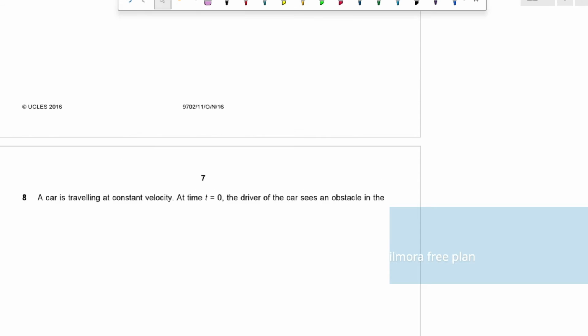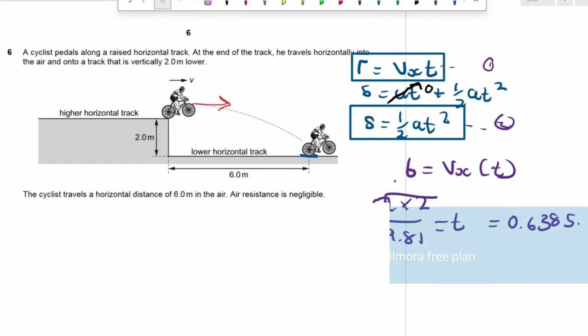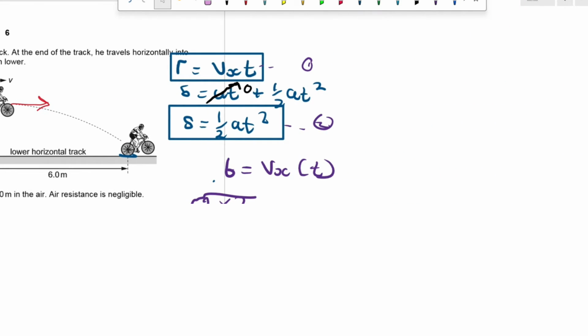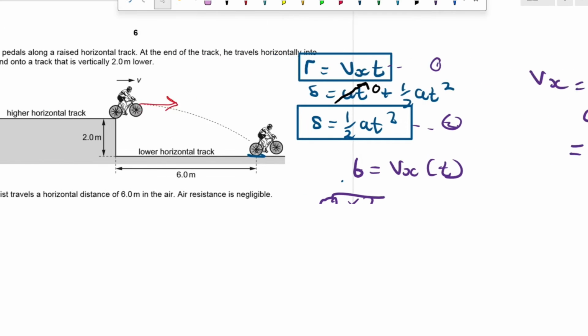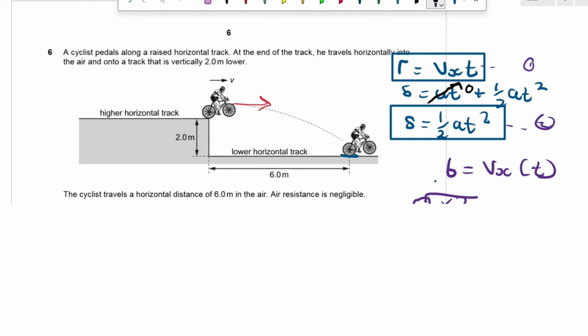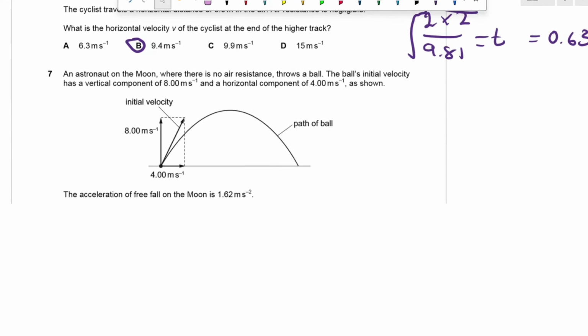So basically that's going to be my time, the time that is going to be taken by the cyclist. So I have t. So how do I find Vx? Very simple. Vx is going to now be just 6 divided by the time, 0.6385 and so forth. So Vx is going to be 9.4 meters per second. So the answer is going to be B. Okay, moving on to the next one.